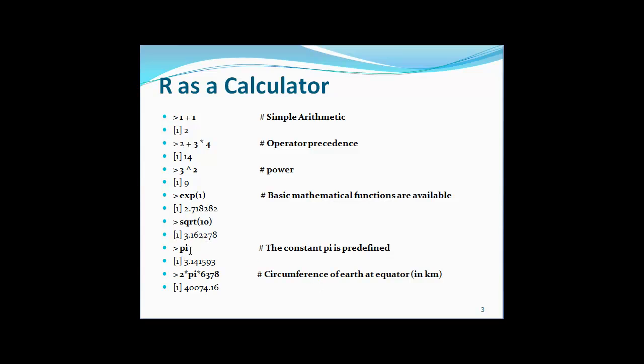The pi is also a predefined constant in the library of R, so you can use pi directly in the calculation rather than using its value. For example, if you want to calculate 2 into pi into 6,378, directly write pi in place of 3.14. Now let's see some more examples on R itself.